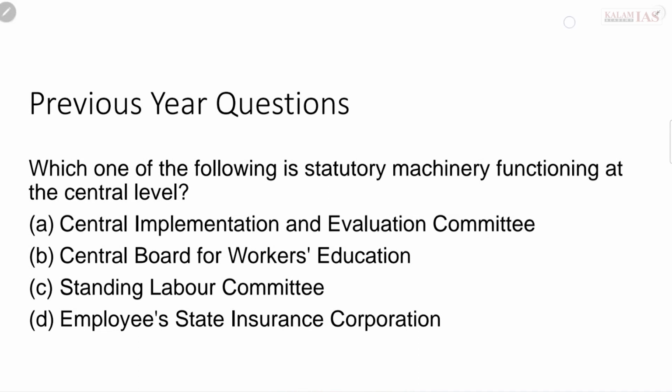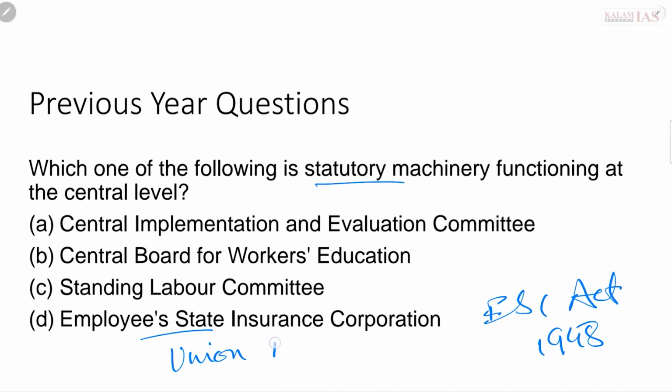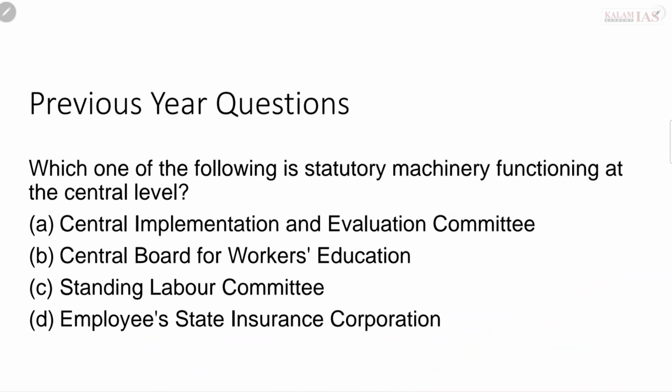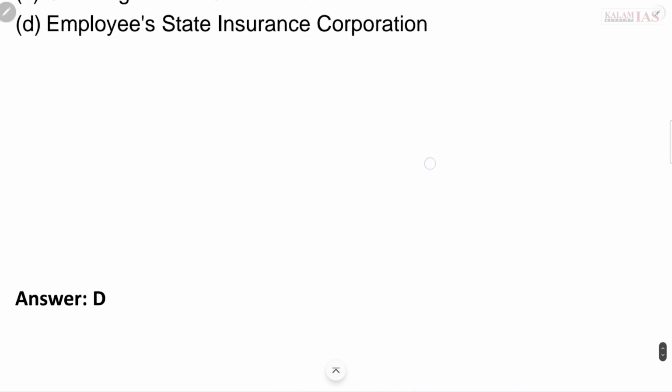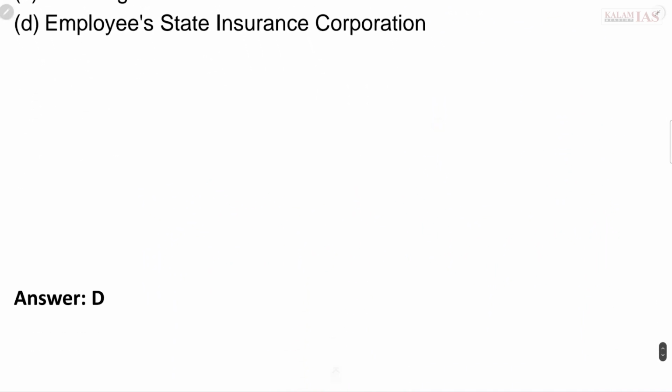We just discussed in this class that the Employee State Insurance Corporation is a statutory machinery under the Central ESI Act, 1948. So therefore, its chairperson is the Union Minister for Labor. Okay. So the answer here is D, Employee State Insurance Corporation.